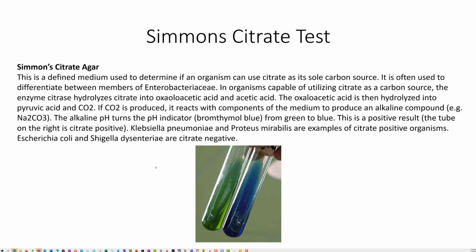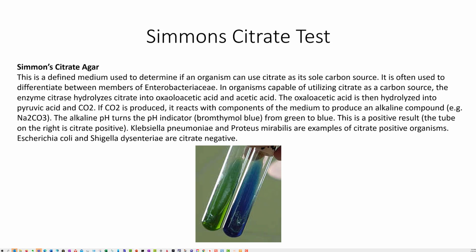Another simple test is the Simmons citrate agar test, a defined media to determine if an organism can use citrate as a sole carbon source. Some can, some can't, and it's often used to differentiate between the gram negatives, the Enterobacteriaceae, organisms capable of utilizing the citrate as a carbon source.